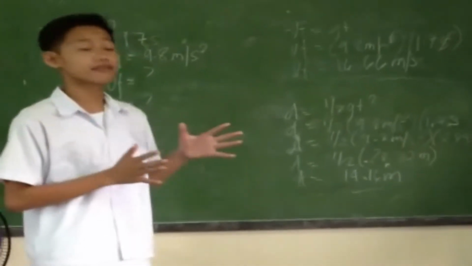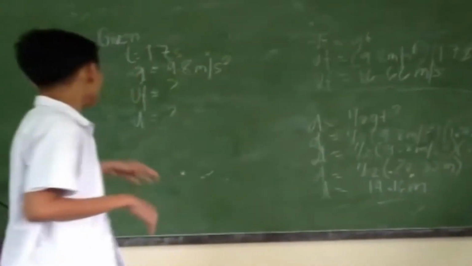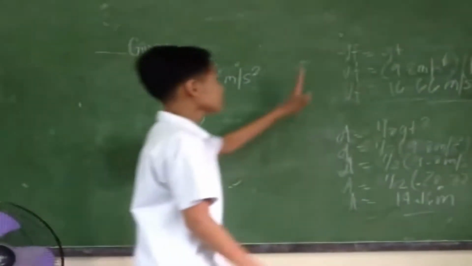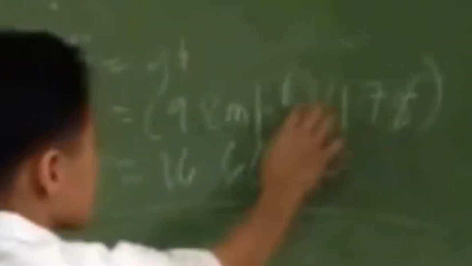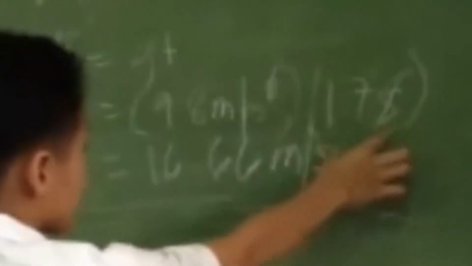Okay, here is the solution for the given problem. Given time is equal to 1.7 seconds and the gravity is 9.8 meters per second squared, and we need to find the final velocity and the distance. Let's start with the final velocity. The formula for finding the final velocity is gravity multiplied by the time. So final velocity is equal to 9.8 meters per second squared multiplied by 1.7 seconds. The seconds squared will be cancelled because of the second, so that it will become second. So the answer is 16.66 meters per second.